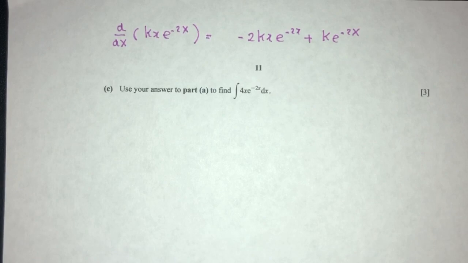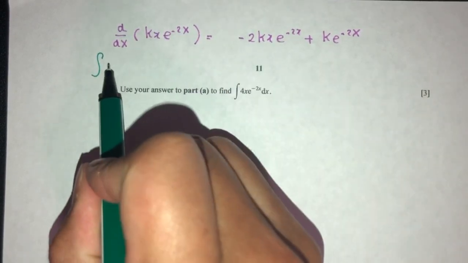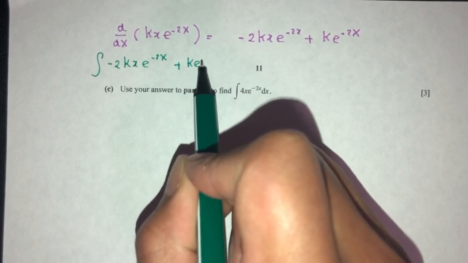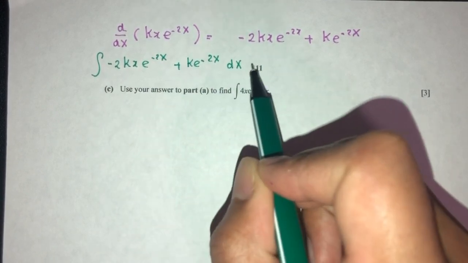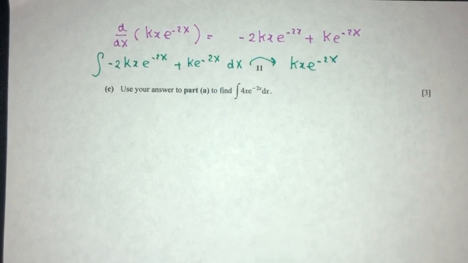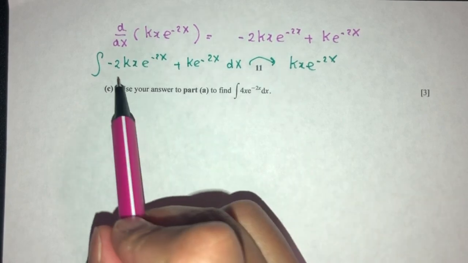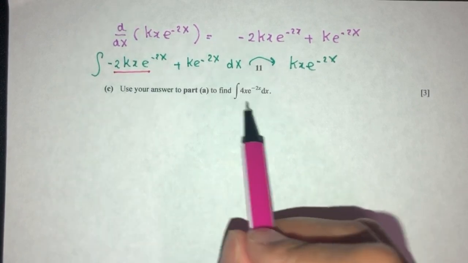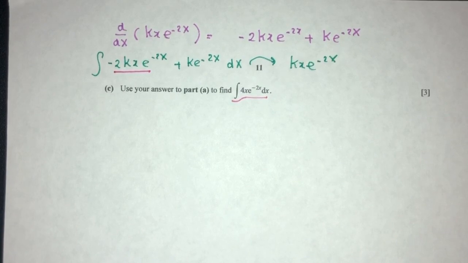Of course, we understand that integration is the reverse process of differentiation, so we have to use that theory to solve this. Basically, if you were to integrate this whole thing right here, minus 2kx exponential minus 2x plus k exponential minus 2x, you're supposed to get back the same thing, which is kx exponential minus 2x. So that's the idea behind this question. Of course, we don't know the value of k, but we have to compare. By comparison, here we have x, and here we have minus 2. Can we do something about this? Yes, we can play around and see what happens.